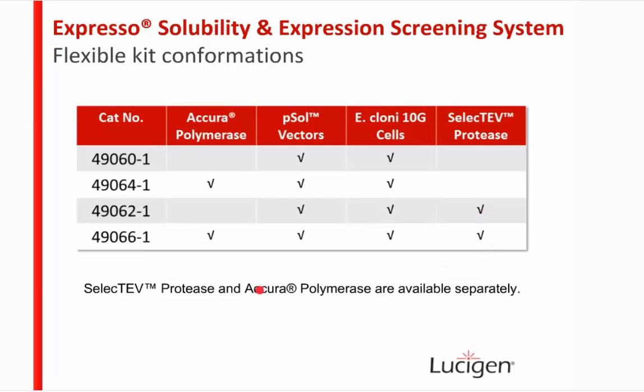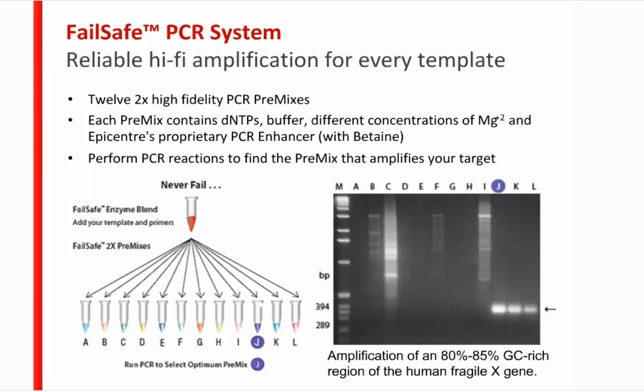If you do not have a hi-fi enzyme that you want to use or love to use, we would like to recommend a new system to us. This is a system that came to us through our distribution of Epicenter products. This is the fail-safe PCR system. And for those that are not familiar with it, the slogan that goes with this particular PCR system is never fail at PCR again. So it has 12 2x hi-fi PCR premixes containing buffer, magnesium, PCR enhancer, and dNTPs.